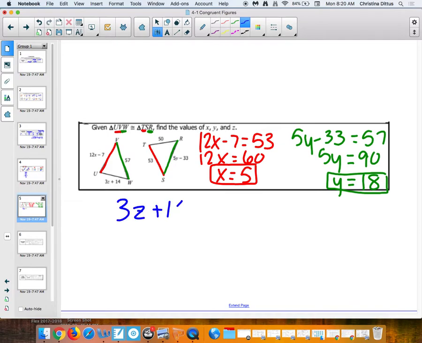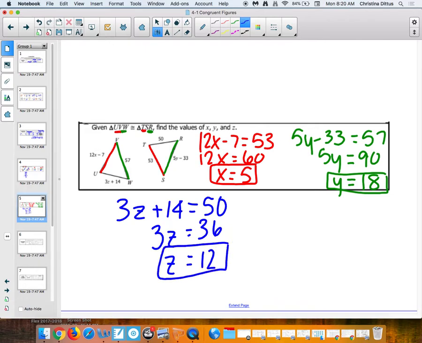What should we set equal for Z? 50. So 3Z plus 14 equals 50. So 3Z should equal 36, which means Z is 12. Okay. Are we good there? Yes. Awesome.